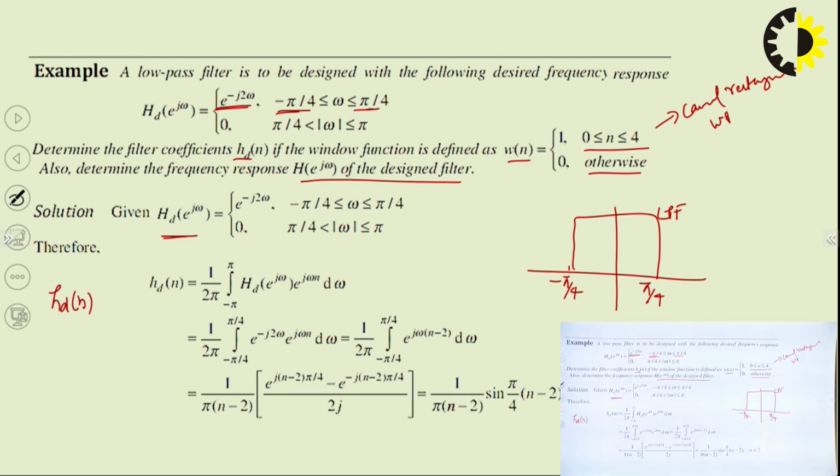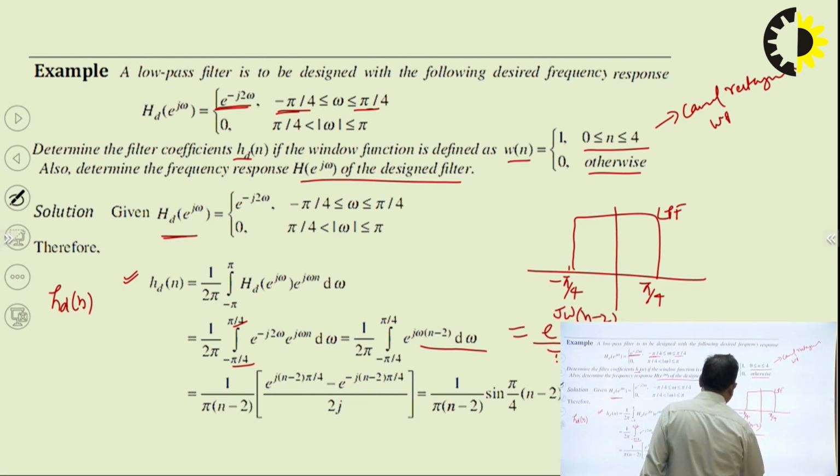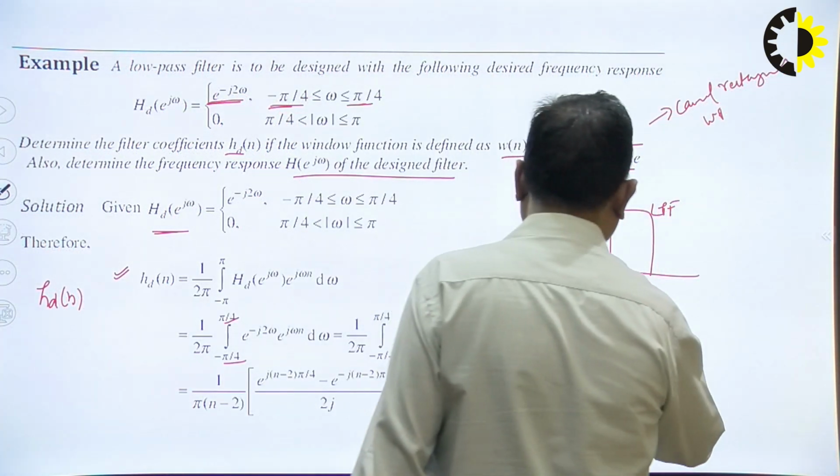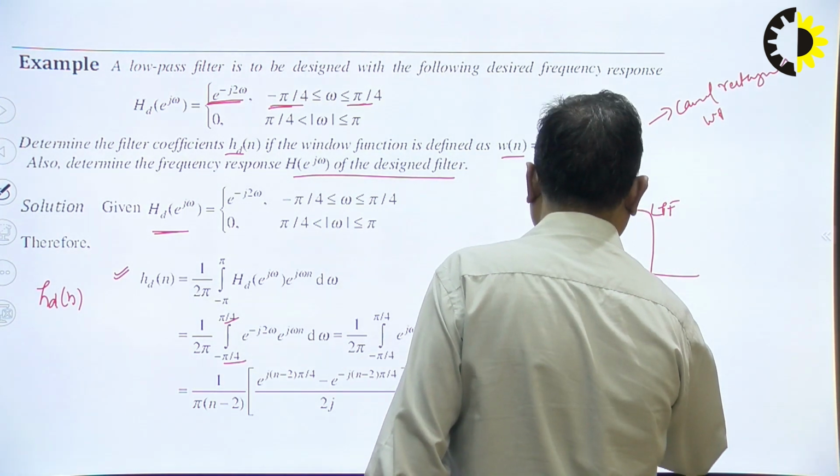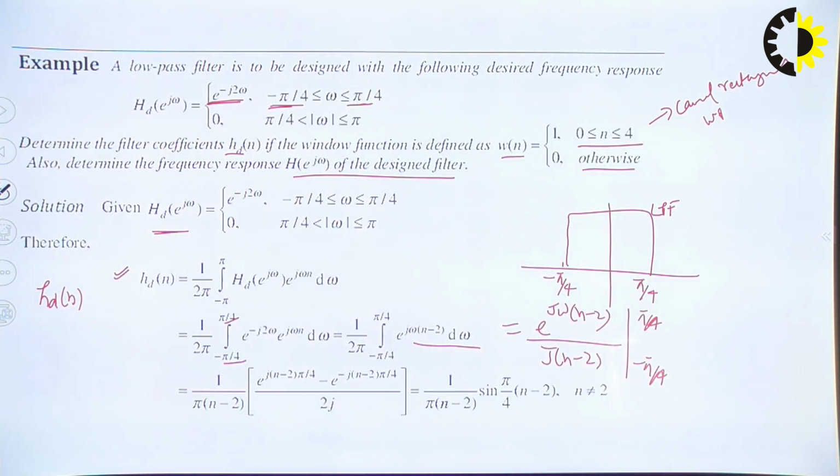Okay, so hd(n) is calculated using this expression: 1 upon 2 pi integral from minus pi to pi of Hd(e^jω) into e^jωn dω. Now, it is from minus pi to pi, but our passband is limited to minus pi by 4 to pi by 4. So this limit will be minus pi by 4 to pi by 4. And Hd(e^jω) is e to the power minus j2ω into e^jωn dω. Okay, then we can solve it, e to the power jω(n minus 2) dω. Now, if you integrate it, simply you are getting e to the power jω(n minus 2) upon j times (n minus 2), and the limit is from minus pi by 4 to pi by 4.